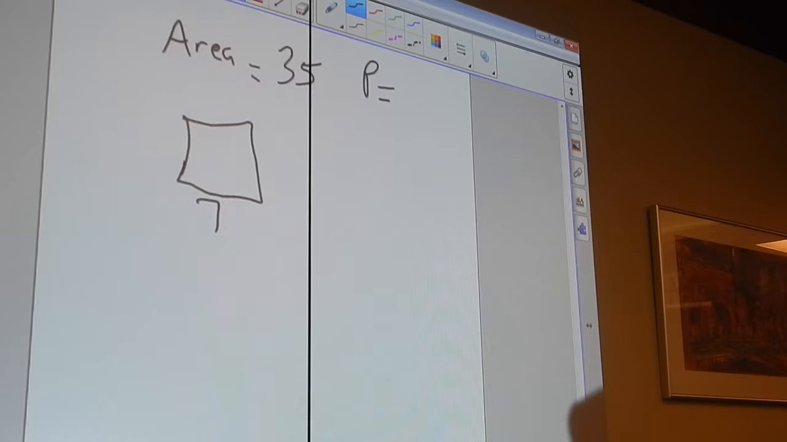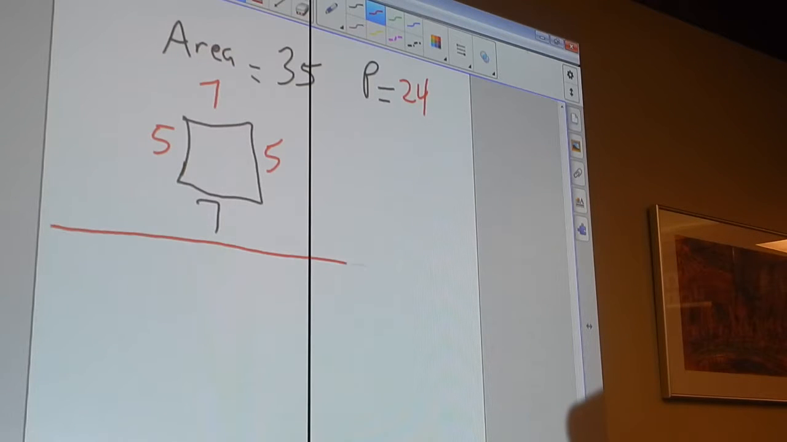Mia, you dropped the pencil first. What did you get? Area 35, perimeter 24. All right, walk me through it. What did you do? I knew that side was 7, so the side up top was 7. And then I knew 7 times 5 is 35, so both sides have to be 5. Right. Add them all together and you get your perimeter. 10 plus 14, 24. All right, cool. Good. I think we're pretty solid there.